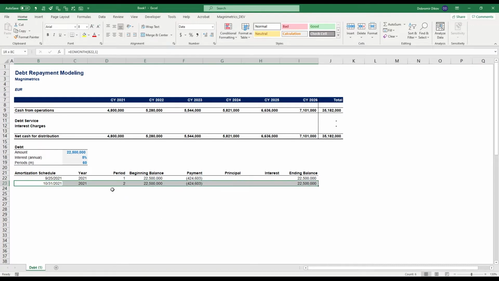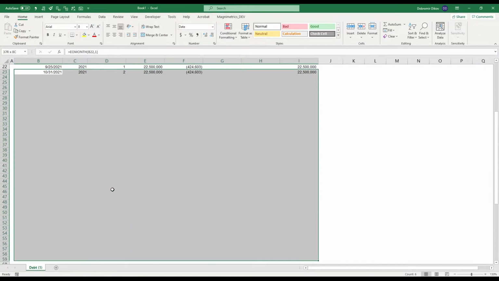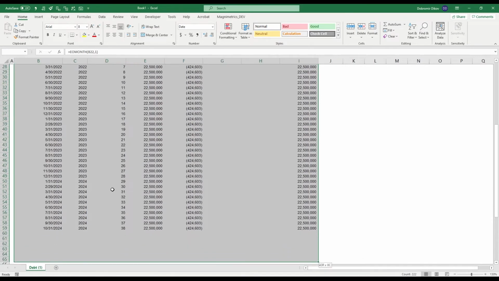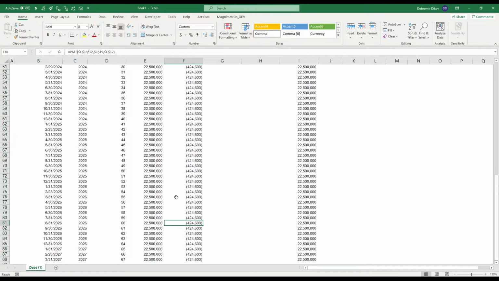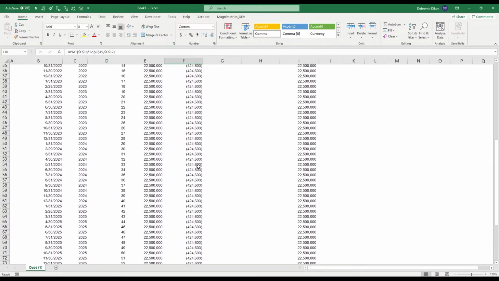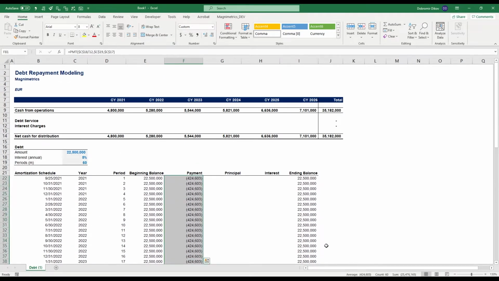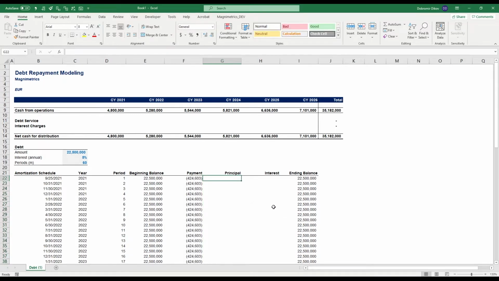So we need to bring that down up to the point where period is 60, using Control D to bring that down. Okay, let's go up to here, 67. We can clean those after that. And you see that if we just grab the 60 periods, we're actually paying 25.4 million for the 22.5 million that we got. So we need to split that into principal payments and interest payments.